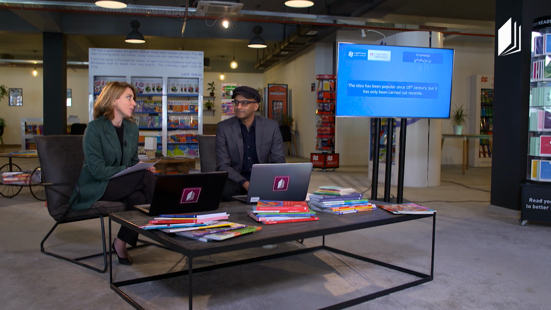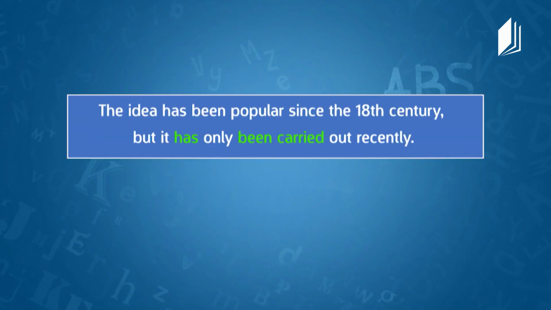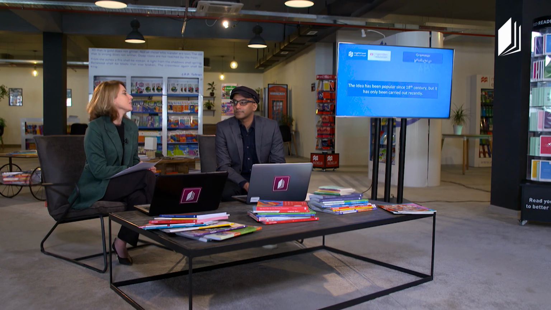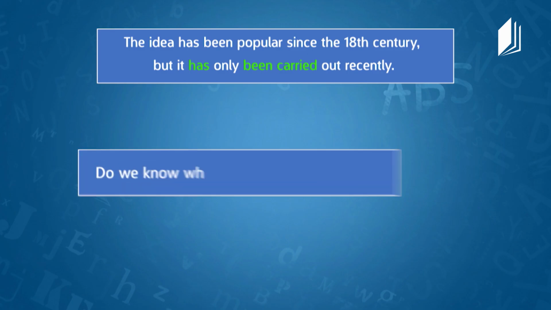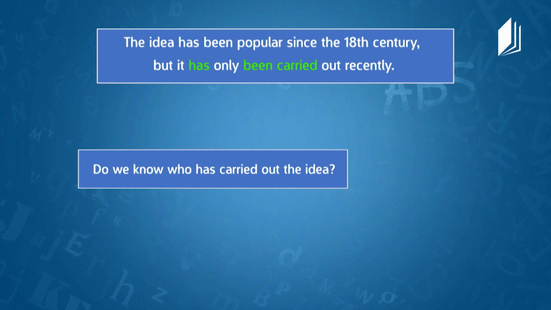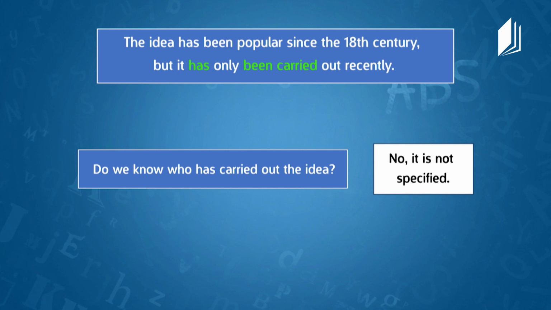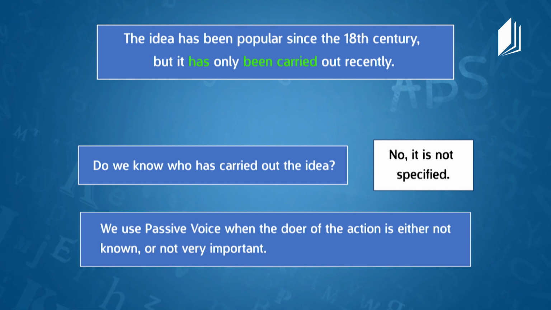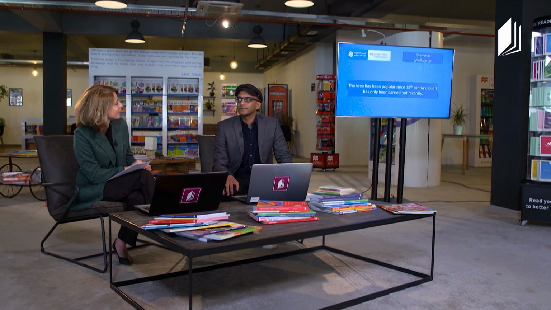Okay, Mr. Derill, now let's look at the sentence. The idea has been popular since the 18th century, but it has only been carried out recently. Now, if we look at the sentence, Mr. Derill, do we know who has carried out the idea? No, it's not specified at all. Yeah, so I think that today we're going to talk about passive voice. We use passive voice when the doer of the action is either not known or not very important. And Mr. Derill will give us more details.